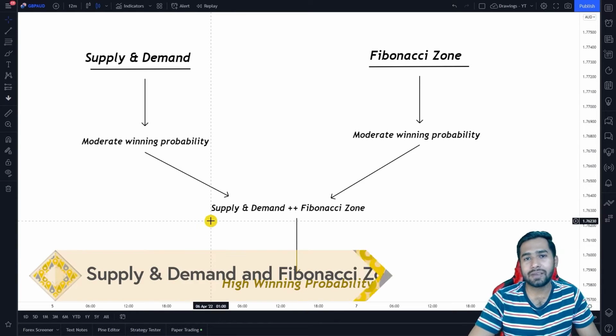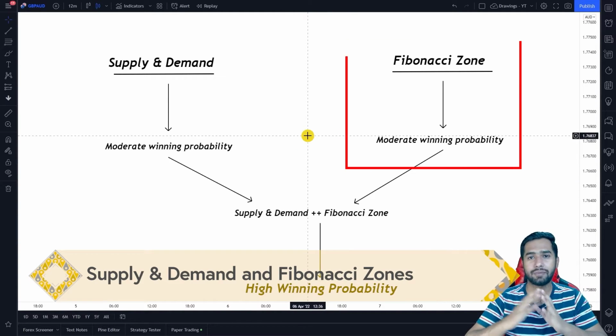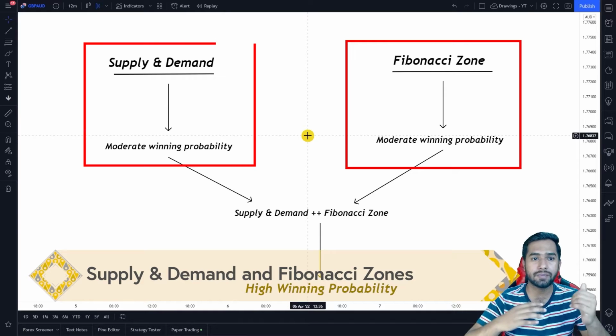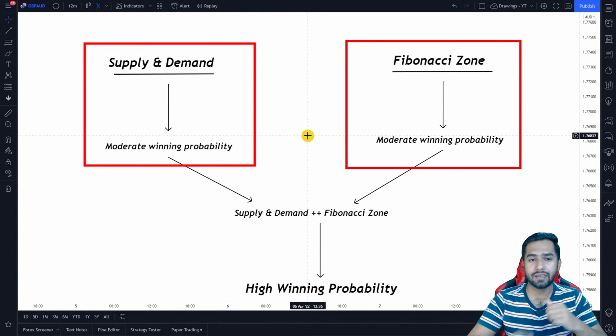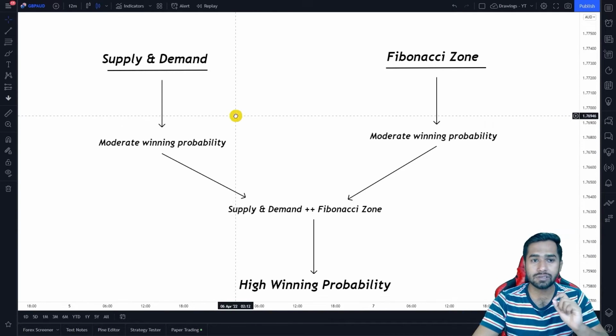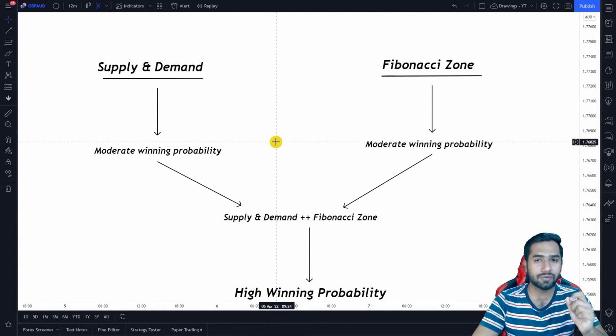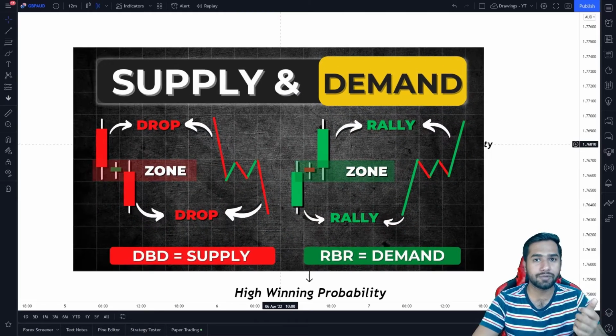Hey guys, welcome back. So in this video, we're going to talk about how you can combine the Fibonacci zones plus supply and demand zones in order to make a very powerful trading strategy. Okay, so if we talk about supply and demand zones, these are the zones that you can find on the charts, and there are different types of supply and demand zones. We have covered all of them in detail in our previous videos.